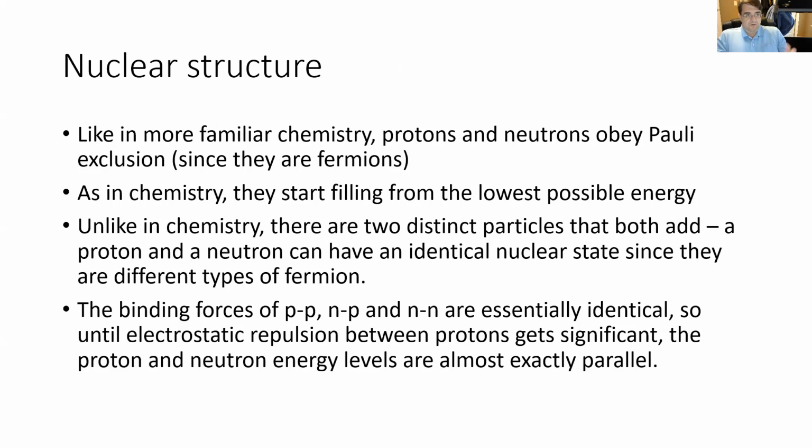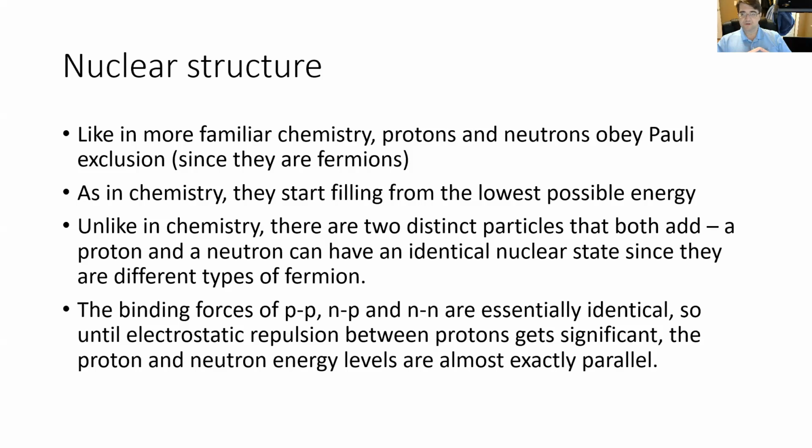All right, nuclear structure. Protons and neutrons obey Pauli exclusion because they're fermions. They end up filling from the lowest possible energy, just like electrons do whenever you do the atomic structures in chemistry. Unlike chemistry, you have 2 distinct particles. So a proton and a neutron can have the same state because they're different kinds of fermions. So basically protons end up filling up their states completely independently of neutrons.